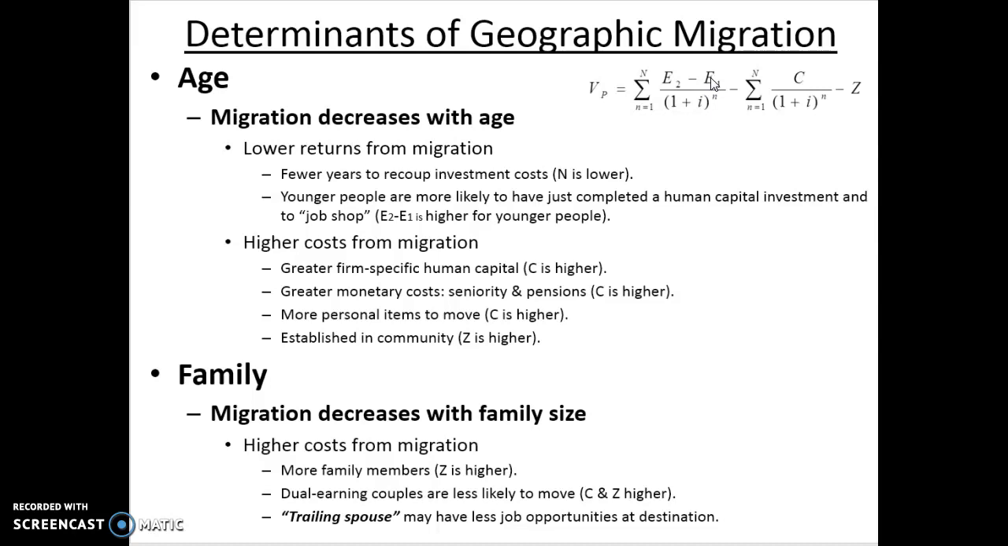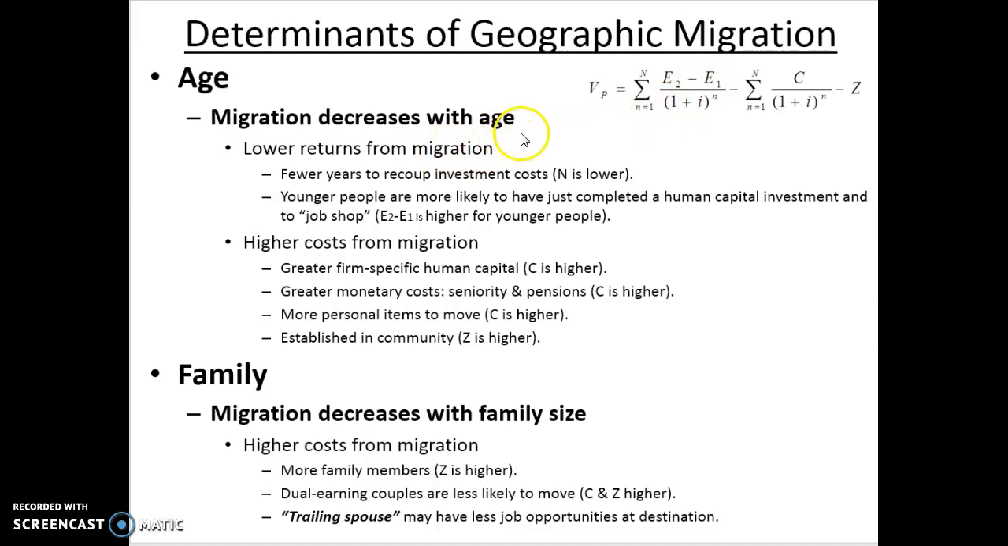Younger people are also more likely to have just completed a human capital investment, education, and job shop. That is, the actual difference between E2 and E1 tends to be larger for younger people than it might be for someone that's older. In other words, there might be a huge premium for somebody right out of college to move to New York versus somebody that's 50 years old, established in their profession, moving to New York.